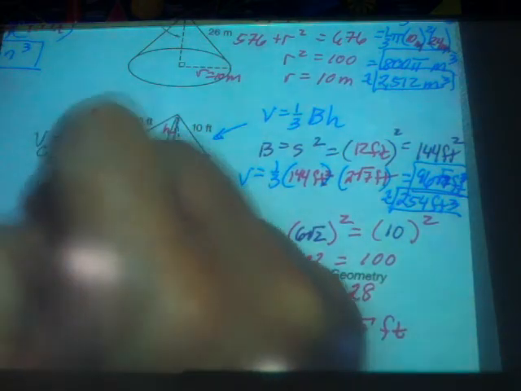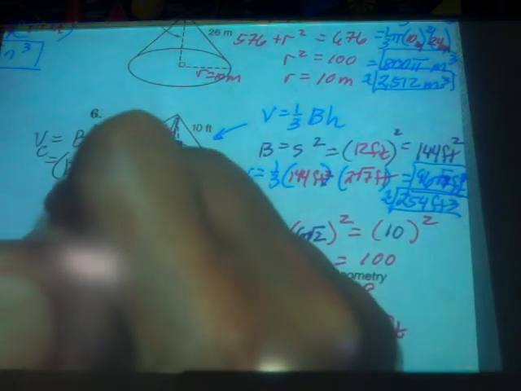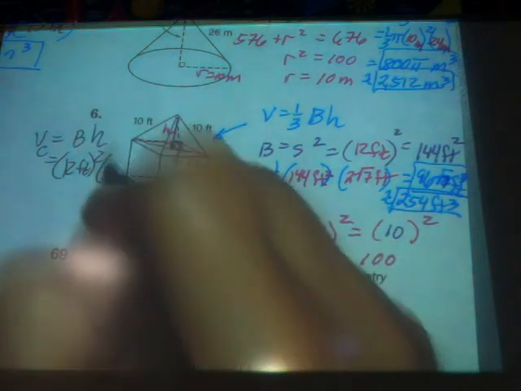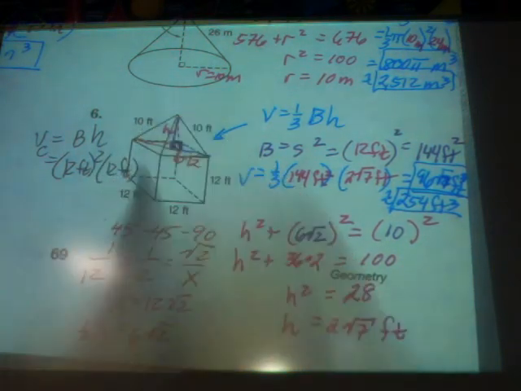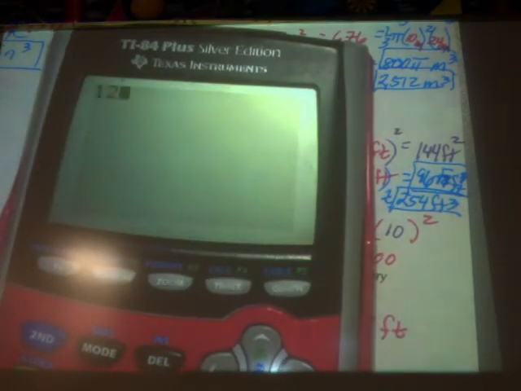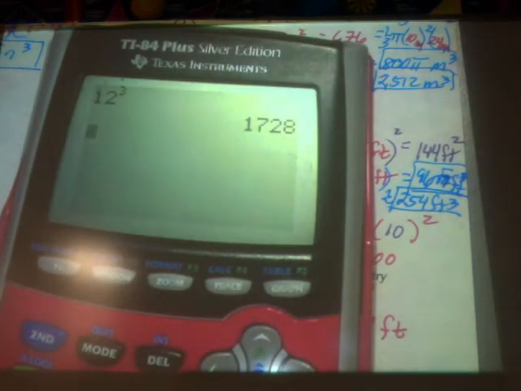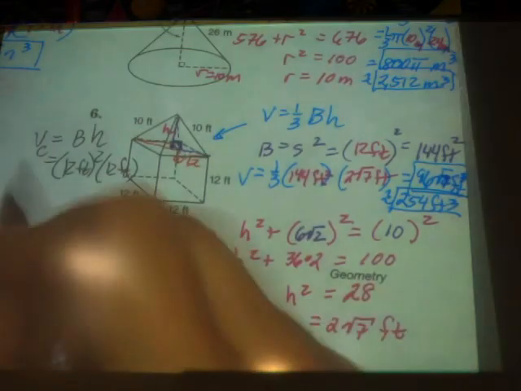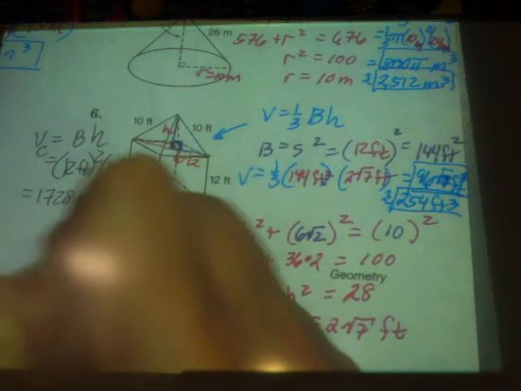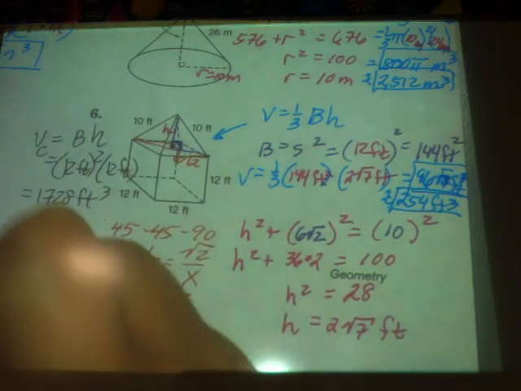do this up to the left, volume of the cube, big B times H equals 12 feet squared times 12 feet. So I'm going to do 12 cubed in my calculator. 12 to the third. I get 1728 feet cubed.